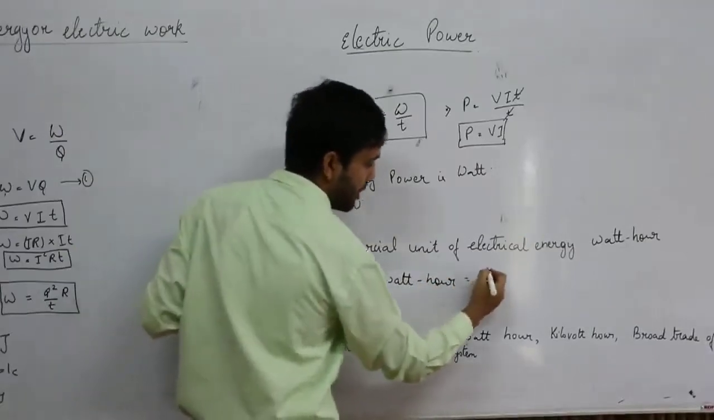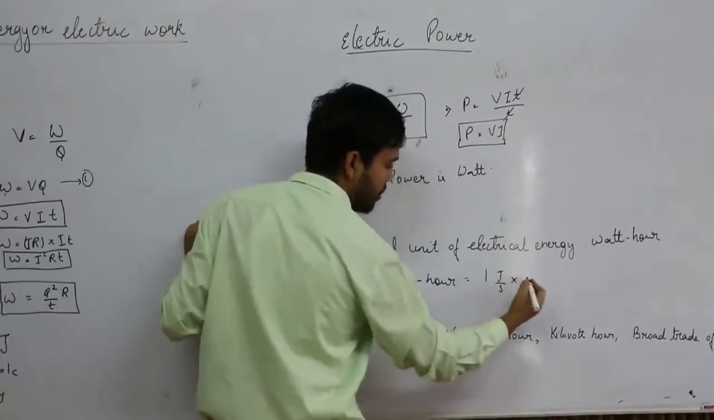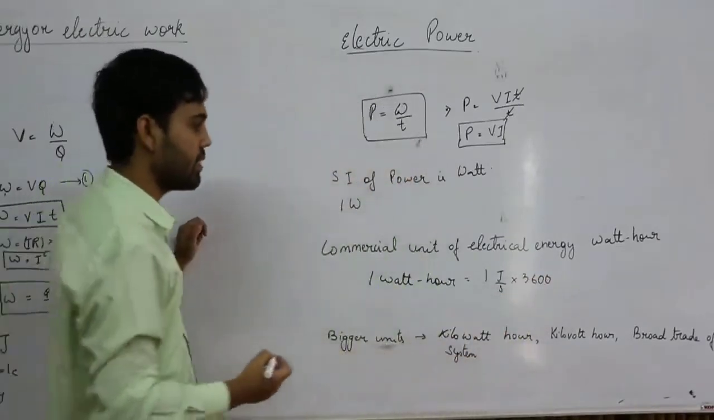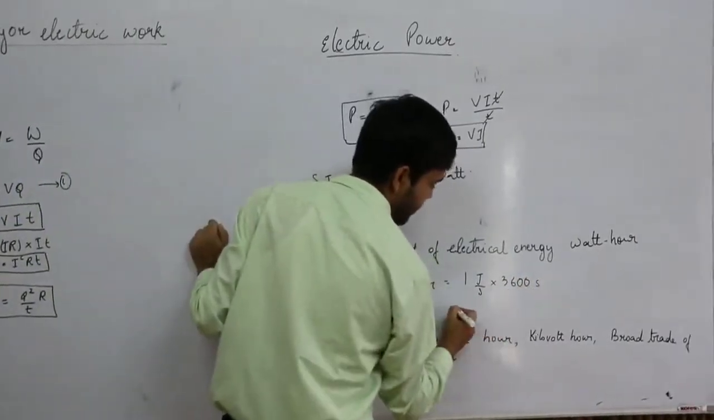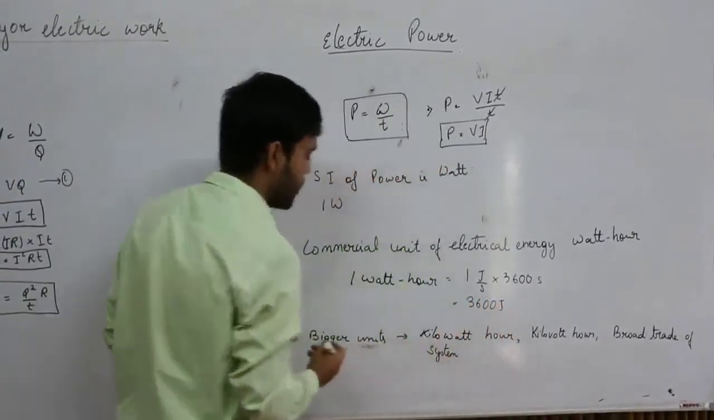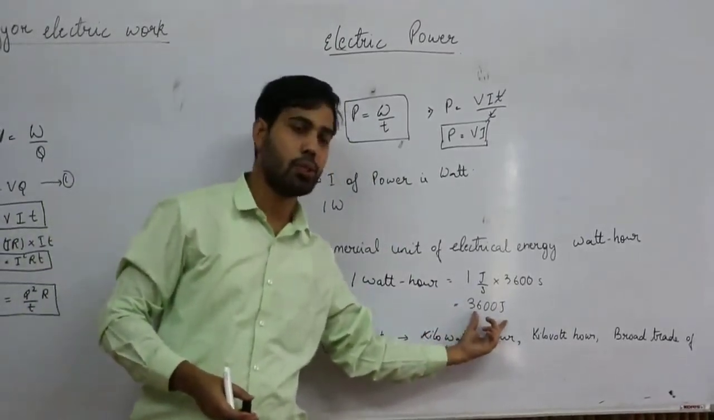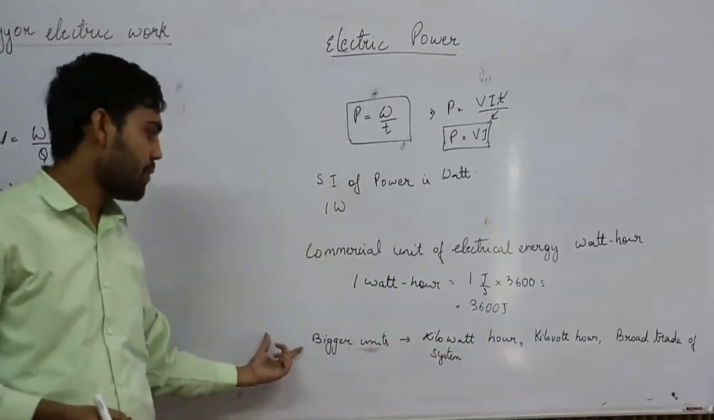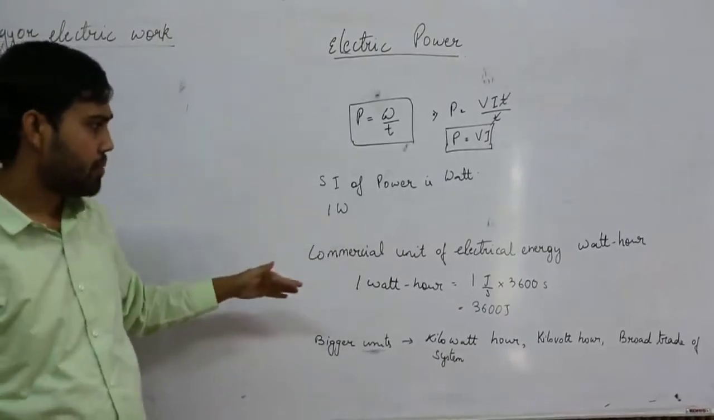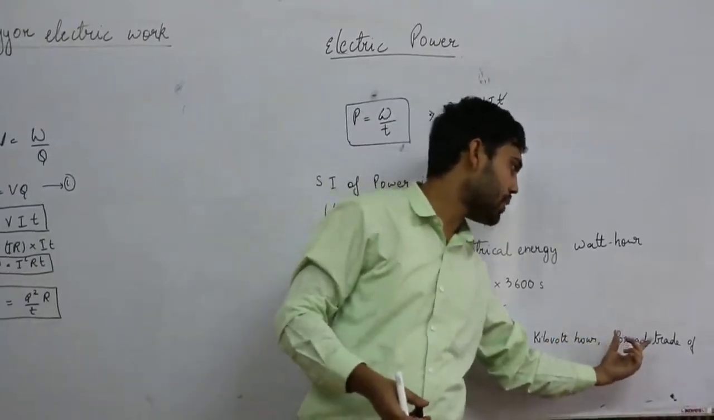1 watt hour will be equal to 1 joule per second into hour, which is 3600 seconds. So basically this is equal to 3600 joules. So my 1 watt hour is equal to this much amount of energy in terms of joules. Bigger commercial units of electrical energy are the kilowatt hour.